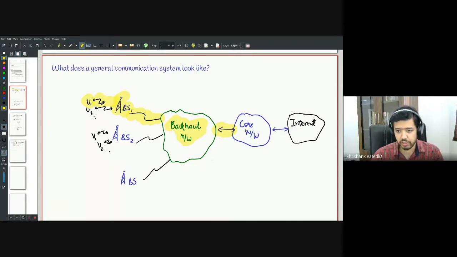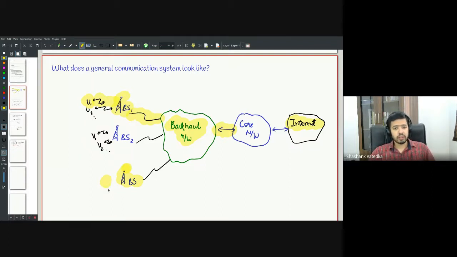If you want to visit a website, then from the core network it goes to the internet, and it downloads a particular page and it's sent back to you. Or if you are trying to communicate with someone else, then it goes from the backhaul network to the core network, and then back to some other base station, and there'll be a user sitting over there who will be talking to you.